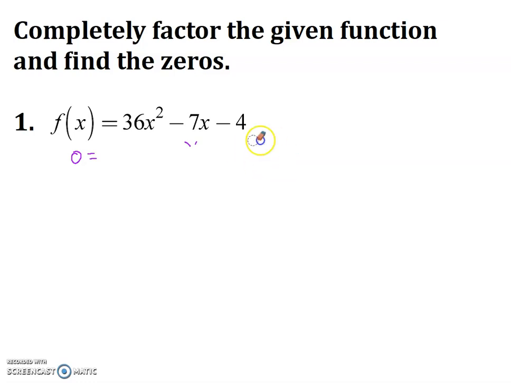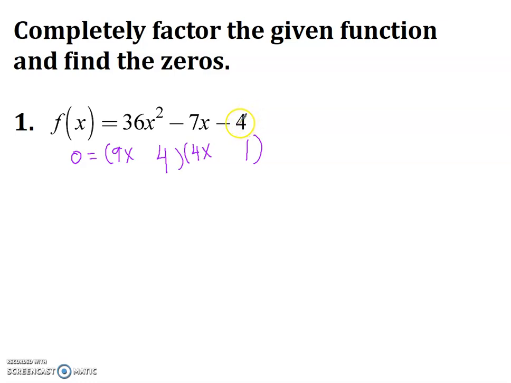So on this one, I know that I can't try 6 and 6. So I'm going to try a different set of multiples for 36. I'm going to try 9 and 4. I usually just work my way out from the center. So if this doesn't work, I might try 3 and 12. Then I'm going to try factors of 4, which is 2 and 2 and 1 and 4. Well, I can't try 2 and 2 because the 2 can't go here. So the only thing I can try is 4 and 1. Now, since they have to multiply to a negative 4, I know one of them is going to have to be negative.